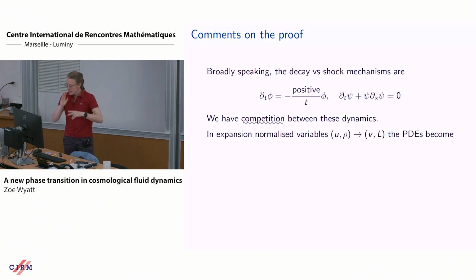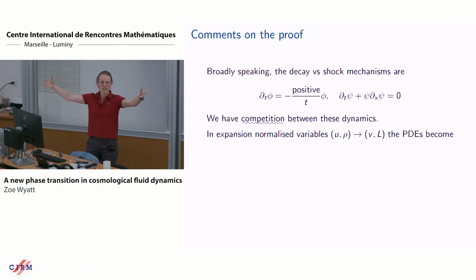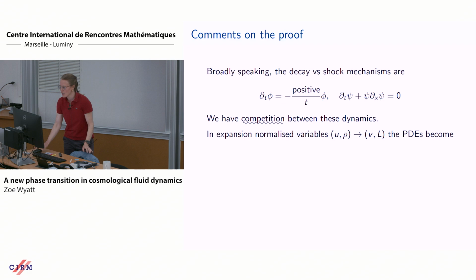So what I'm going to write next is that you need to normalize your variables because things are expanding with the space-time, so you do some kind of normalization. And so my fundamental variables now are going to be v for the fluid velocity and L for its energy density.